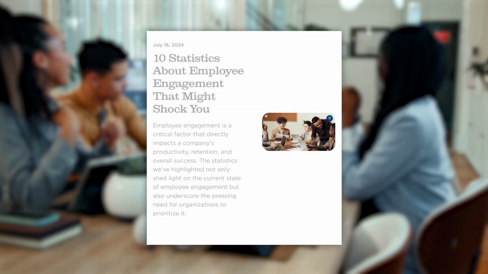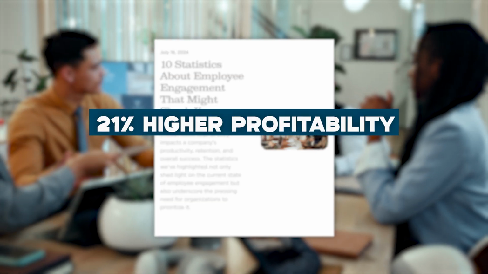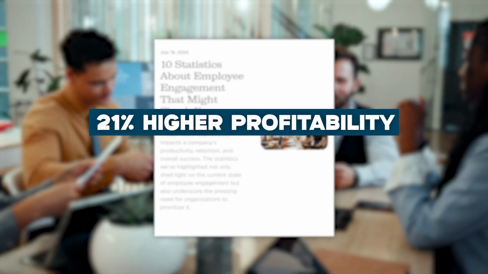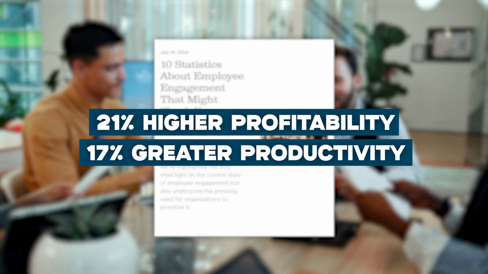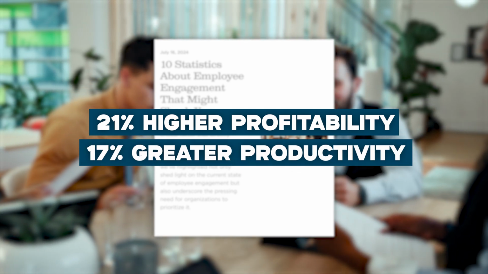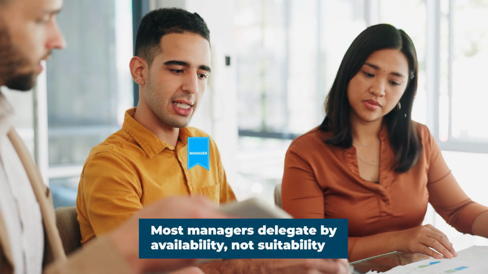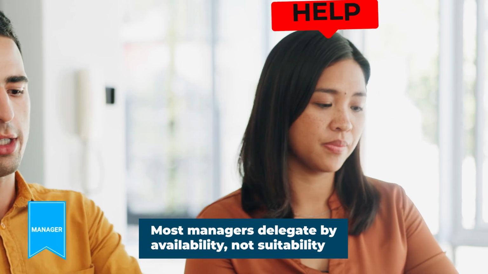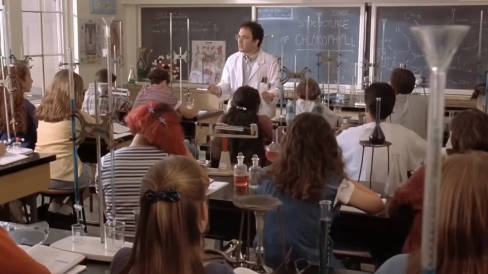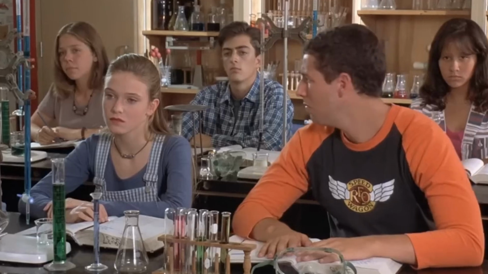A study found that businesses with high employee engagement, often driven by proper task alignment, experience 21% higher profitability and 17% greater productivity compared to those without. Over the years, I've worked with teams across various industries, and one thing stands out. Most managers delegate based on availability, not based on the person's suitability. For example, assigning an analytical task to someone who thrives on collaboration can lead to inefficient work.